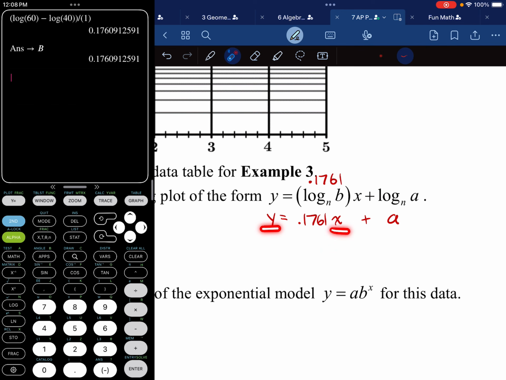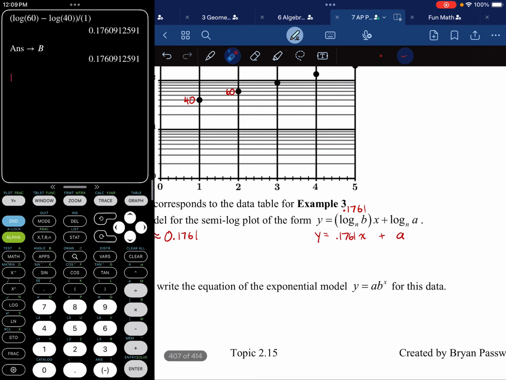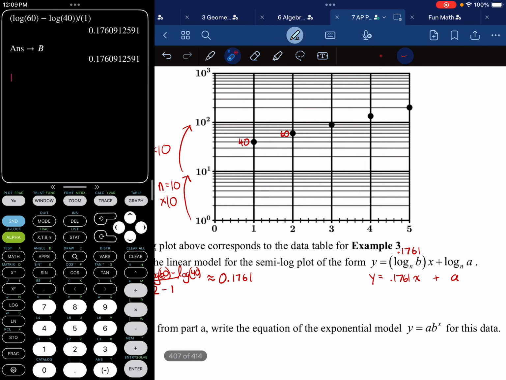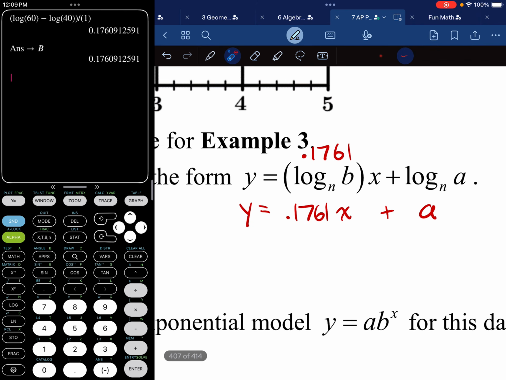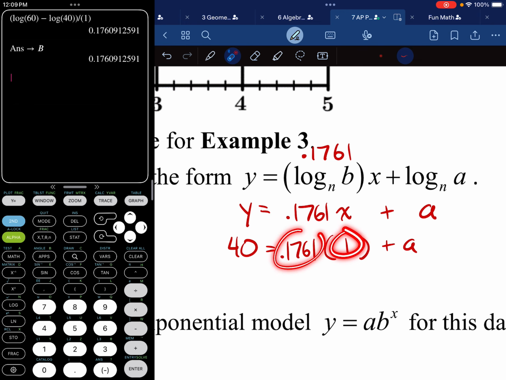Well, we have an x and y coordinate that I can plug into this. I can choose any of those points. I'm going to choose this one because it's nice and easy. The x coordinate is 1, the y coordinate is 40. So I'm going to come down here and say the x coordinate here is 1, and the y coordinate is 40. And I can plug everything back in, 0.1761 plus a. And then finally I can solve for a, and I can just multiply 1 times this, and I still get the same answer. And I can move this on over.